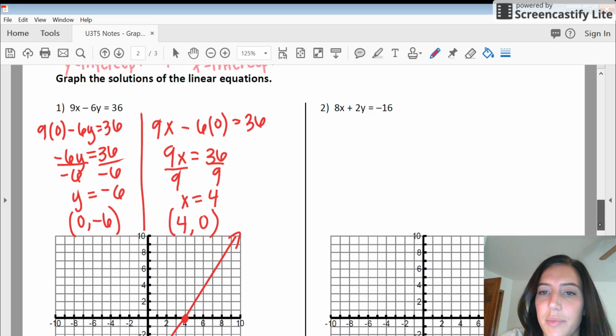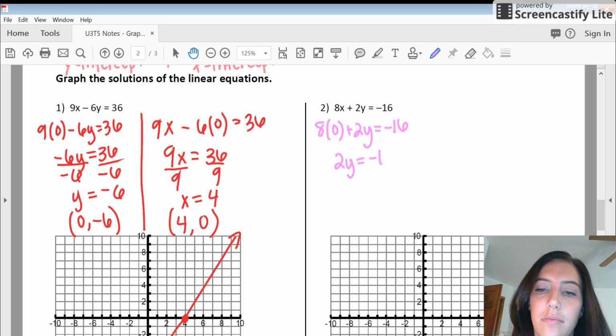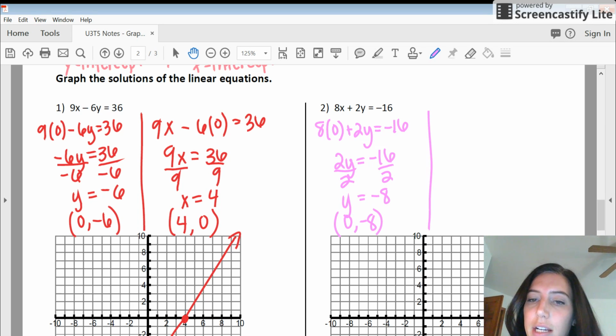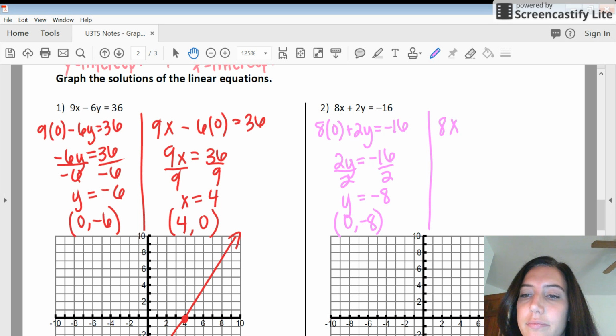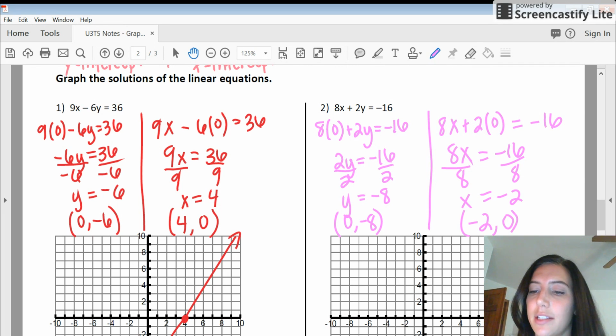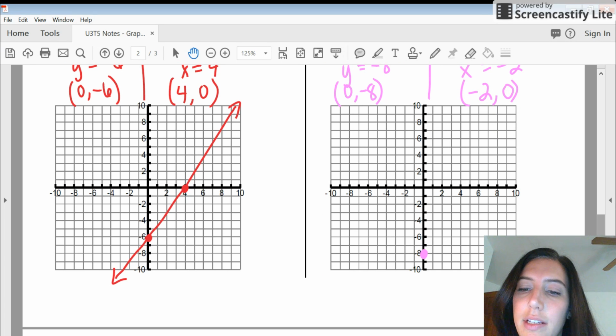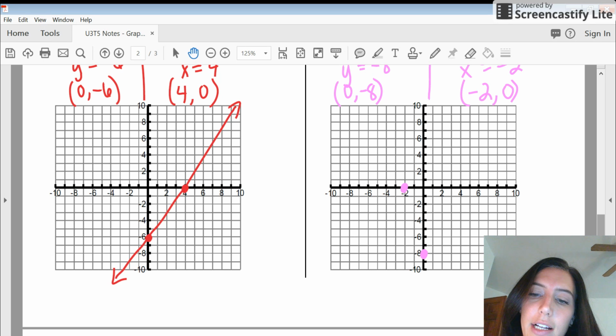Okay, let's do one more example from standard form. We substitute 0 in for x and solve for y, so y is equal to negative 8. We had 0 for our x-coordinate, -8 for the y, so that is our y-intercept. Now we substitute in 0 for y. So we have 8x is equal to -16. Divide both sides by 8 and x is equal to -2. So -2 for the x-coordinate, and we substituted 0 in for y. So we graph those two ordered pairs: 0, -8, my y-intercept, and -2, 0, my x-intercept, and voila, we have a line.